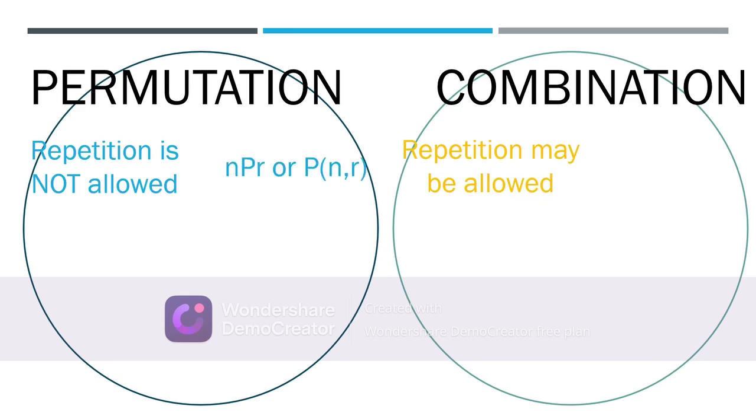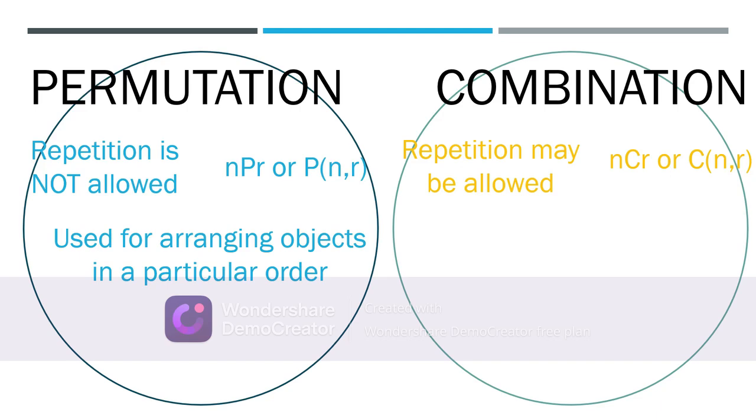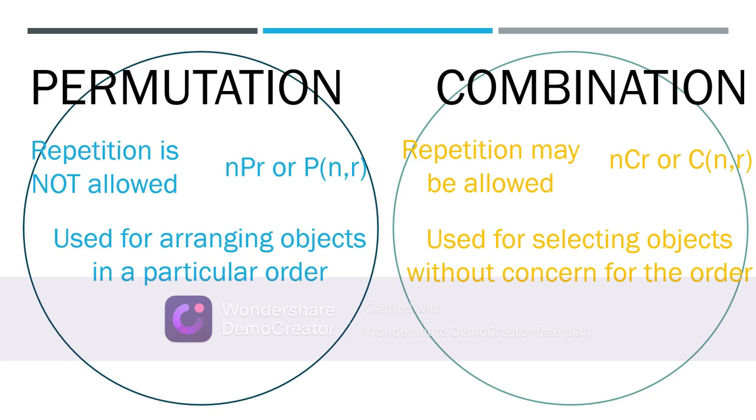And these are the formula. Permutation, it is read as permutation of n taken r at a time. Or we have this denotion, P and r. On the other hand, combination naman, we have combination of n taken r at a time, or C and r. Permutation, yun ang kanina sinabi ko natin, used for arranging objects in a particular order. Again, arranging in a particular order. On the other hand, combination naman, used for selecting objects without concerns for the order.